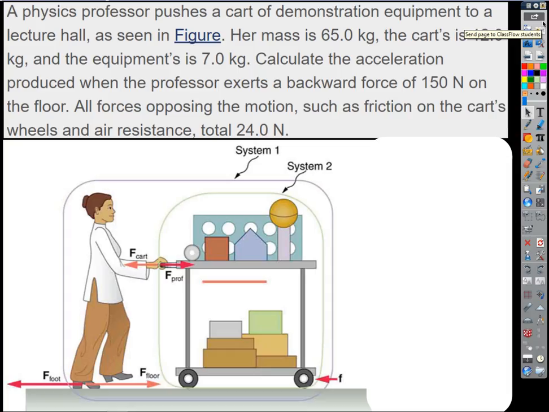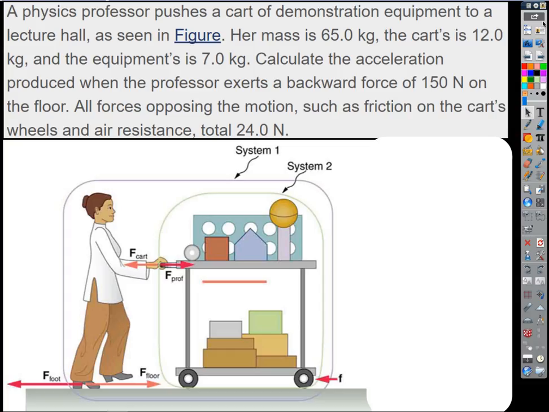Okay, so what are you going to do here? We're trying to figure out what the acceleration is produced on what? Person and equipment on the cart. Everything, right? They're all moving together, okay? So let's draw a free body diagram. What's that going to look like? What are the forces that we need here?